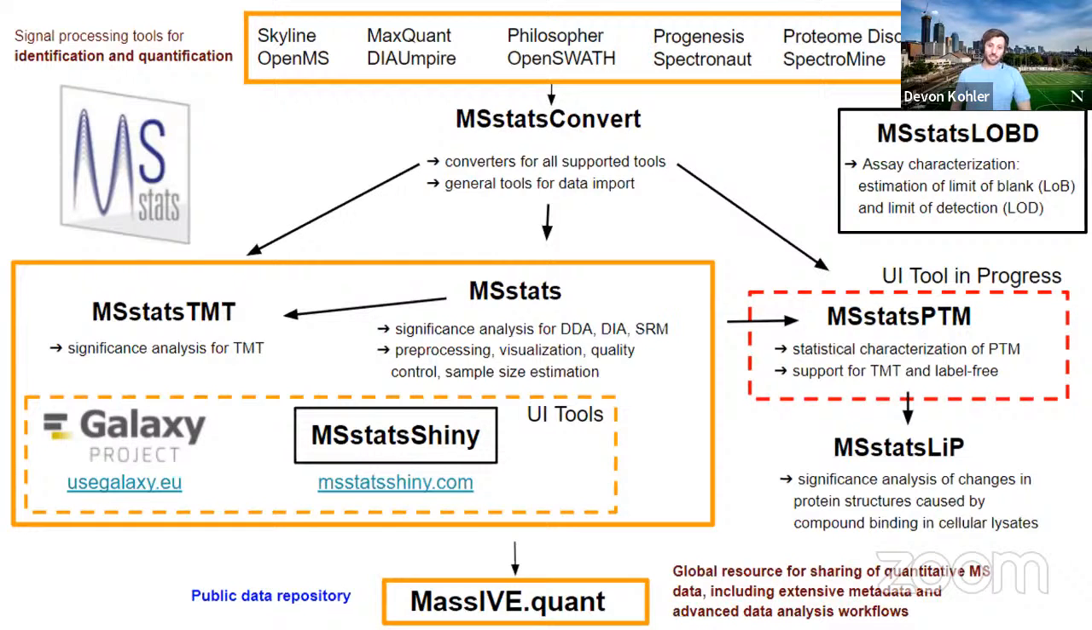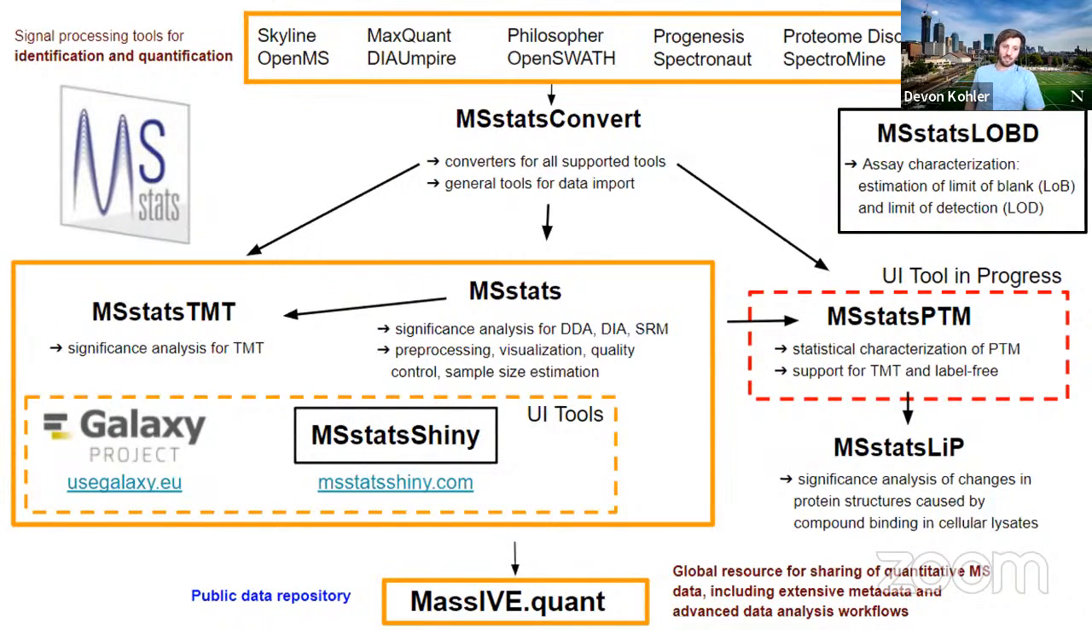So only MSstats and MSstatsTMT are currently available in the UI tools, but MSstatsPTM is also being integrated into Shiny right now. MSstatsPTM uses some of the backend from MSstats, MSstatsTMT, and MSstatsConvert, so it's kind of built on everything. It supports statistical characterization of PTMs, and we can remove some of the confounding with the global protein if you have an unmodified run that we can use as well. MSstatsLiP is built off of MSstatsPTM, so it can also remove some confounding as well.